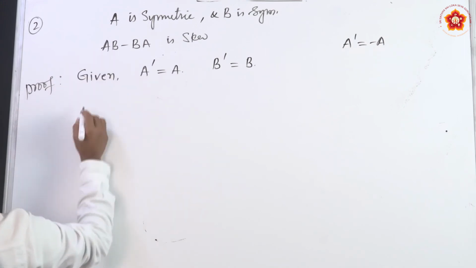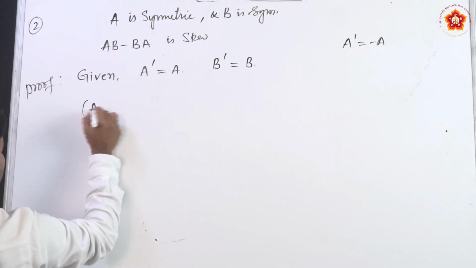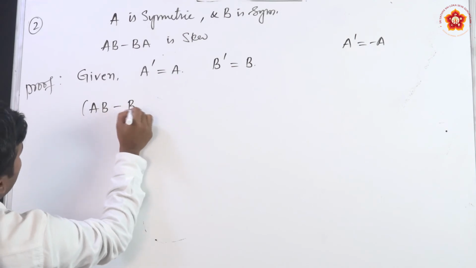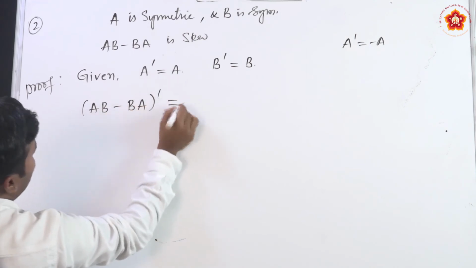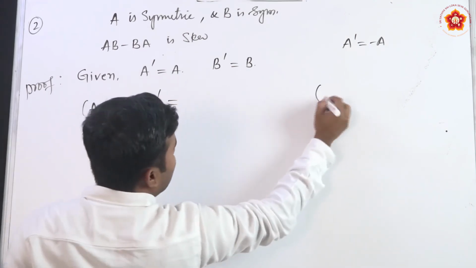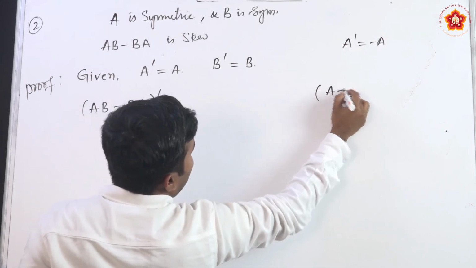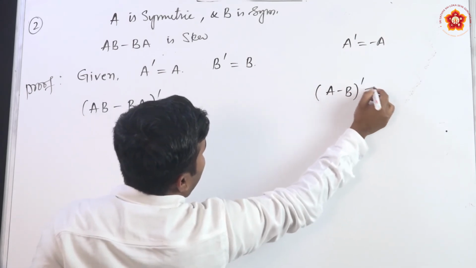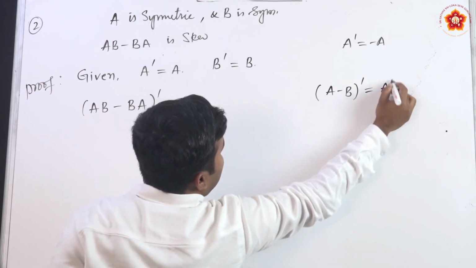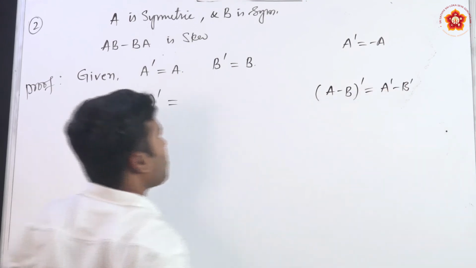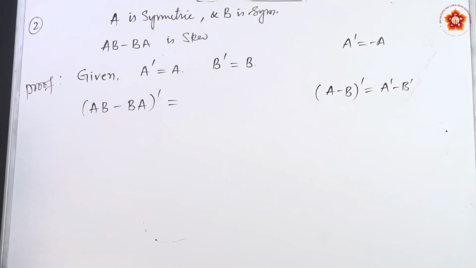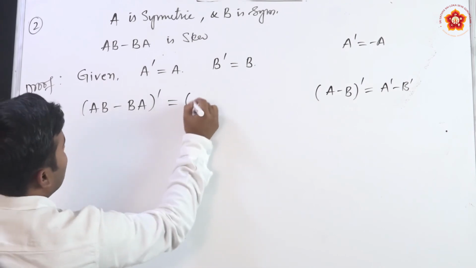First you have to take the transpose of this one, AB minus BA transpose is equal to, what is this? So, you know that A minus B prime or dash is equal to A dash minus B dash. This is the property of transpose of a matrix. So, similarly you can apply that. What is that?